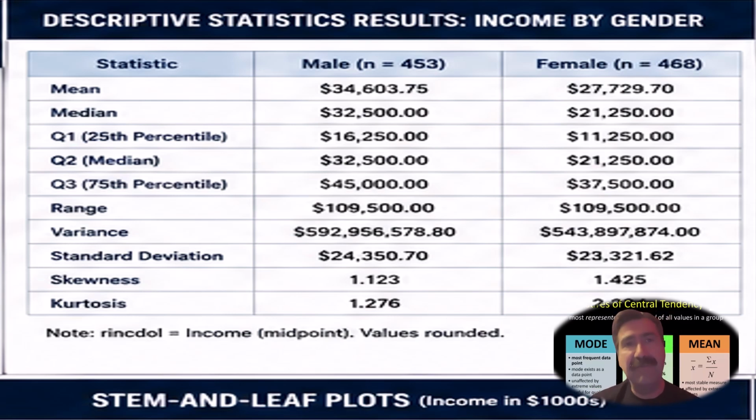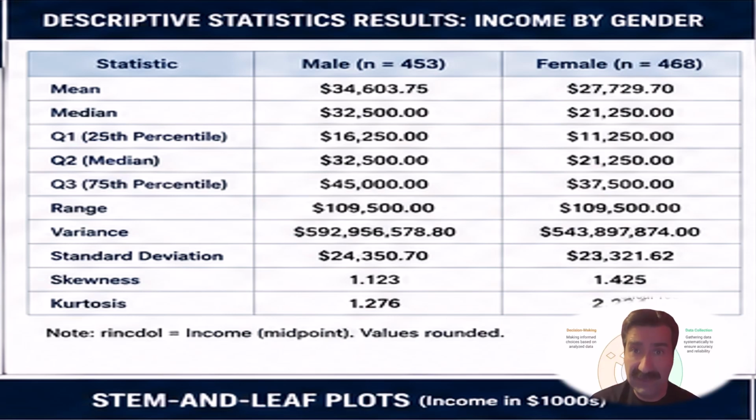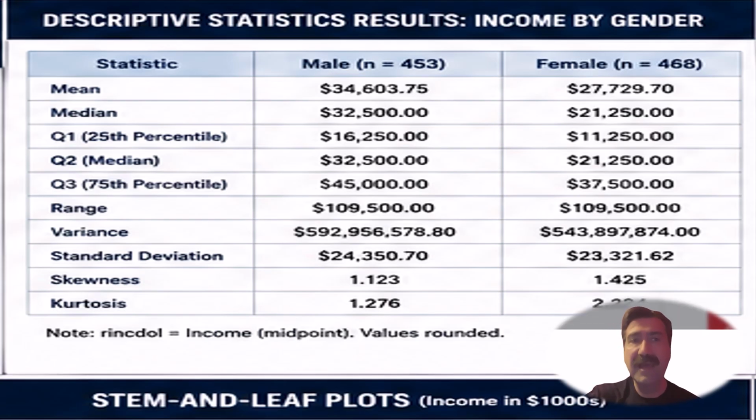The median income for males was approximately $32,000. The median income for females was approximately $21,000. Notice that the means are higher than the medians for both groups. This immediately suggests the presence of higher income observations, pulling the averages outward.